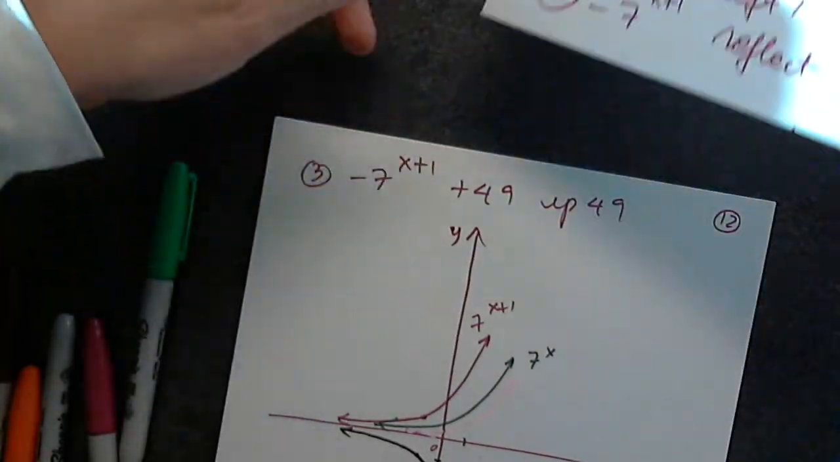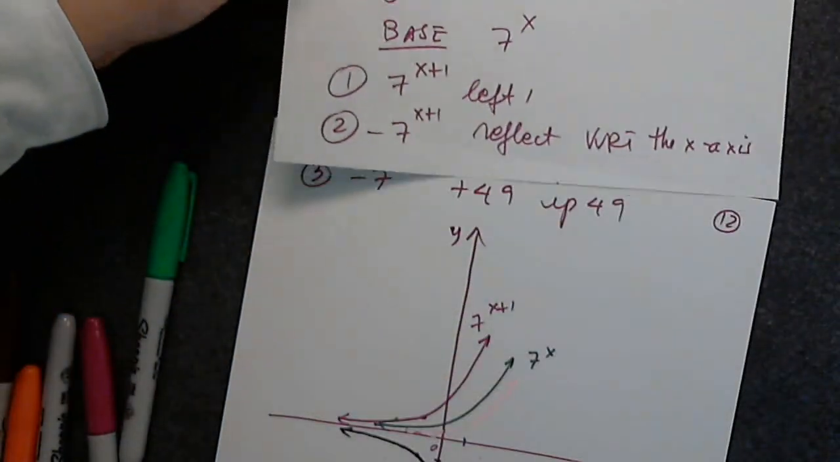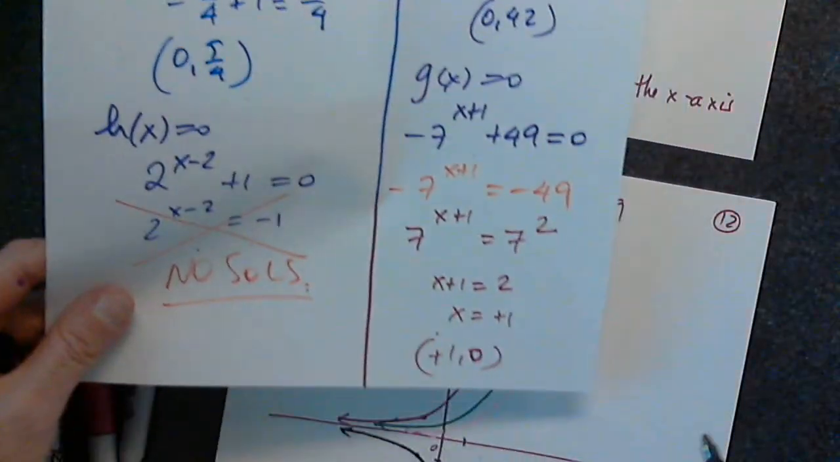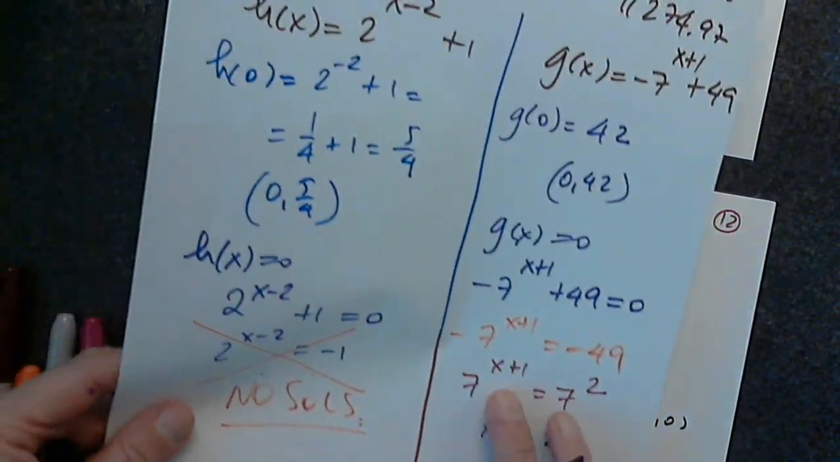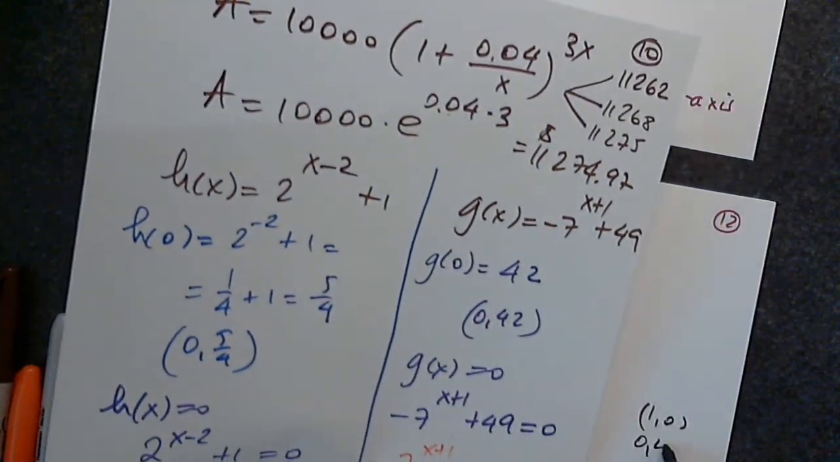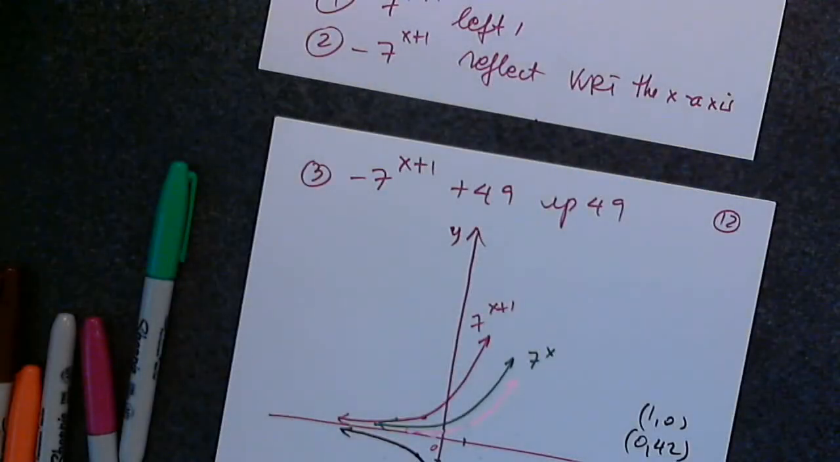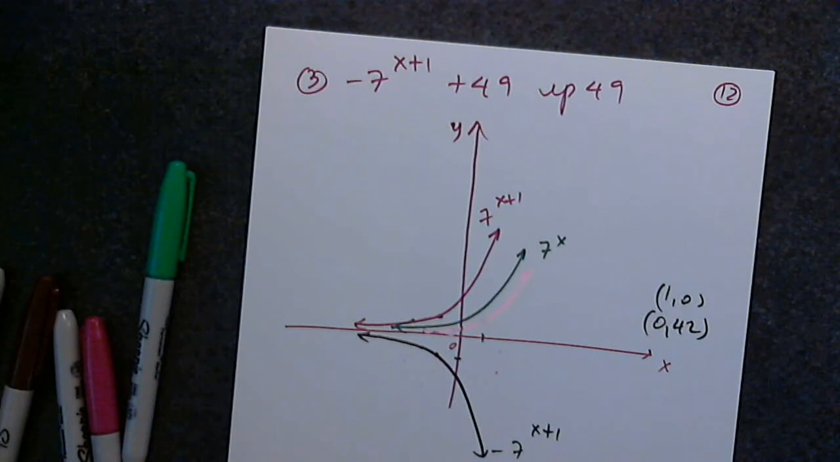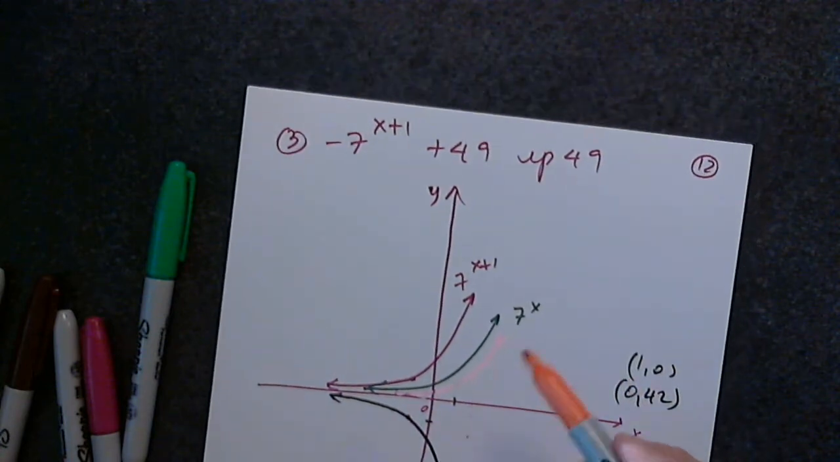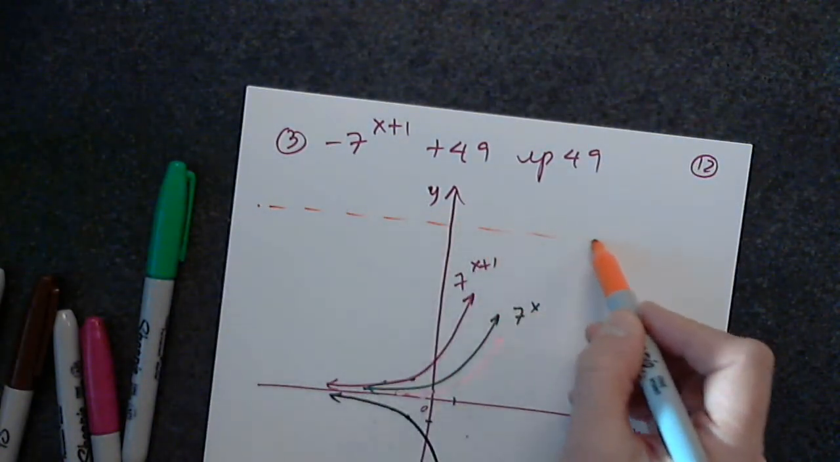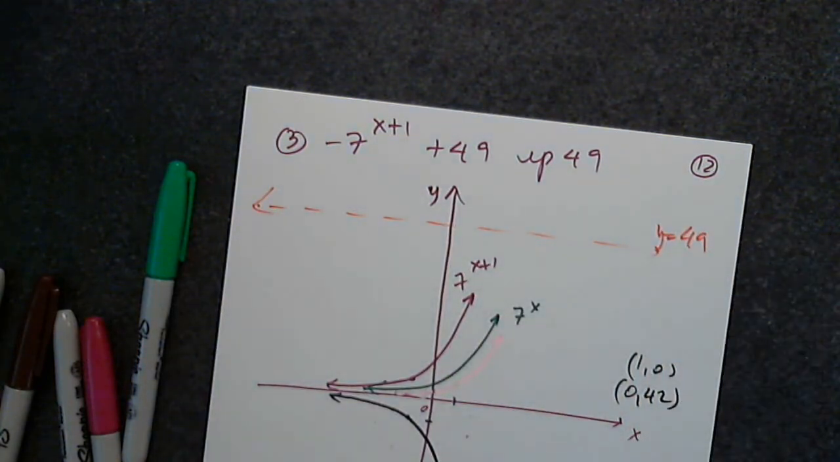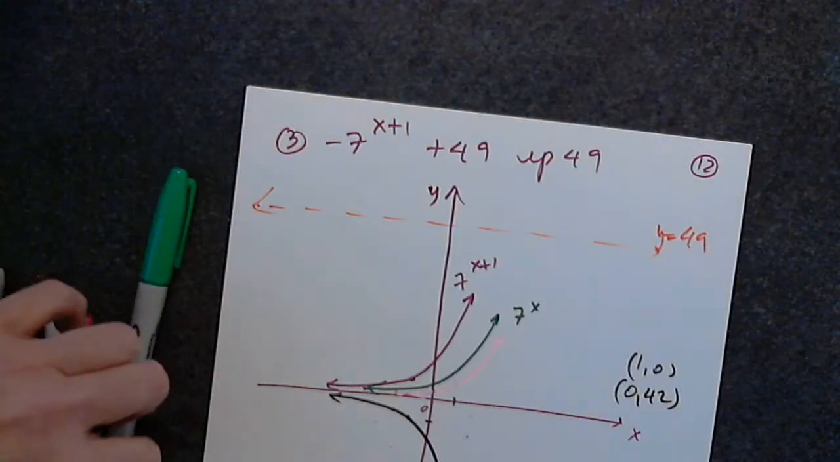And then you said we have to go up 49, but a few minutes ago we already determined the x and y intercepts. So I'm expecting (1, 0) and I'm expecting (0, 42). I have to shift the horizontal asymptote first, right? So it has to go up to 49. So I'm going to say this is 49. Yes, it's not to scale, but this is more important than finding this particular scale.